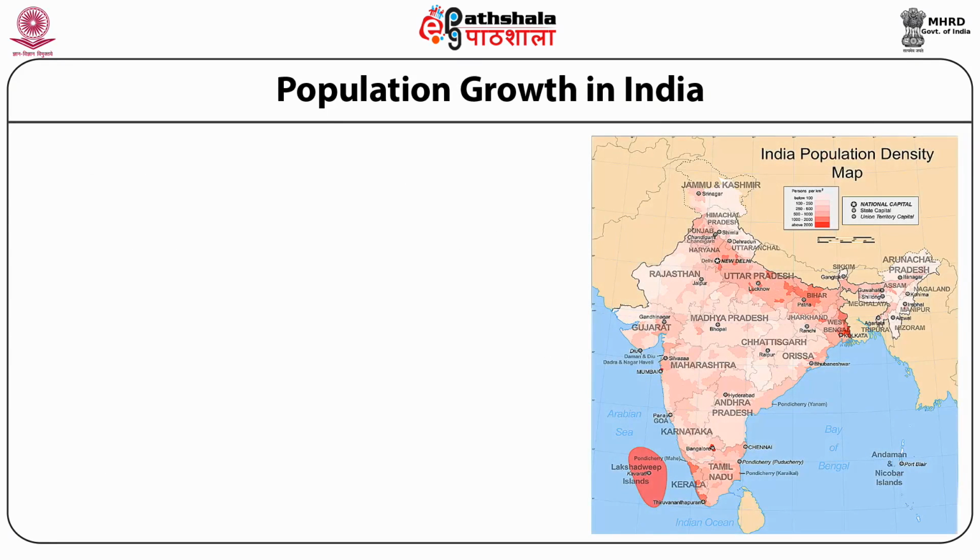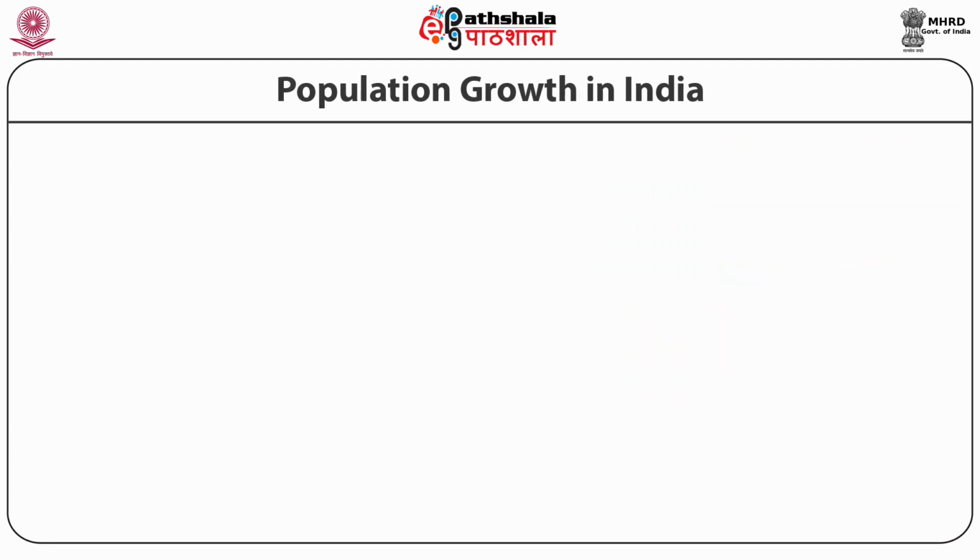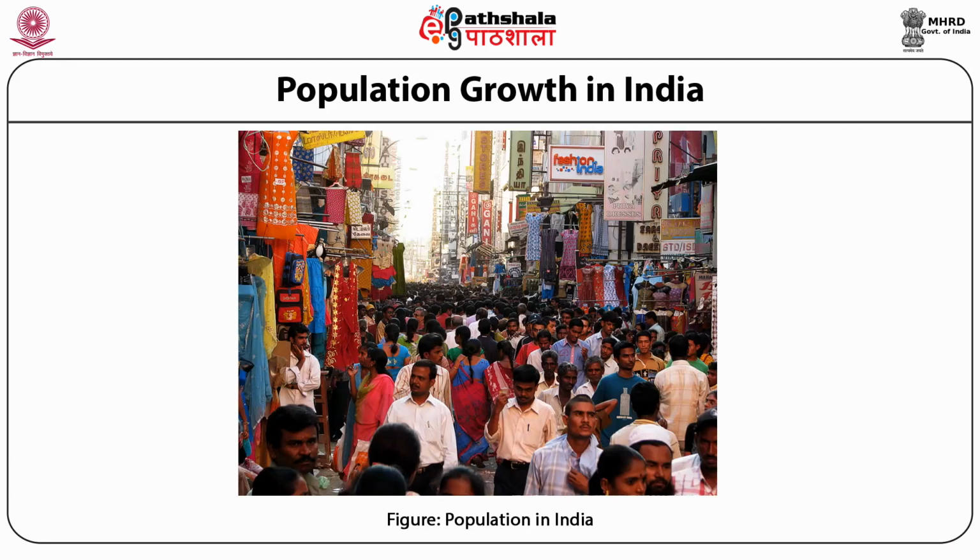Population growth in India. India is a developing country. On one side, it is engaged in developmental activities, while on the other side, it is struggling with the ways and means of controlling its rapidly increasing population. The first family program of the world was launched in India in 1952, and at that time its population was around 400 million. In 2003, after 51 years, India's population was 1.1 billion, and it was the world's second most populous country.